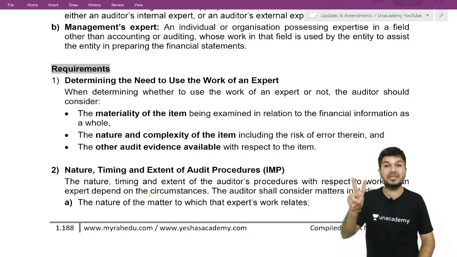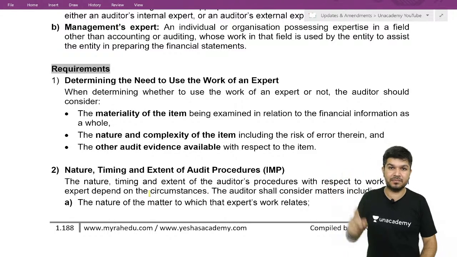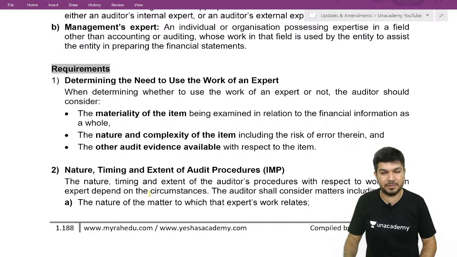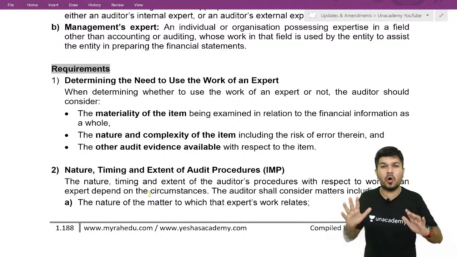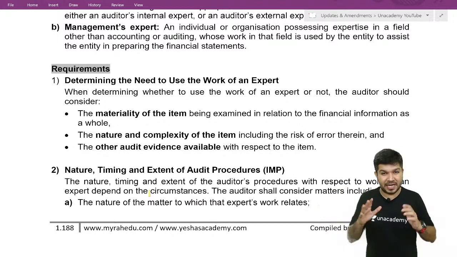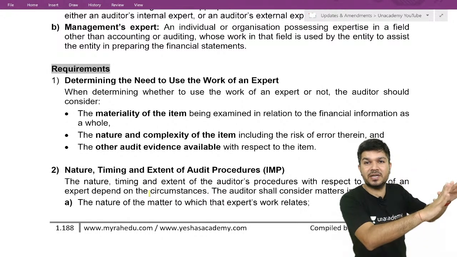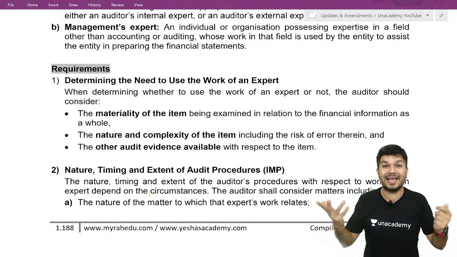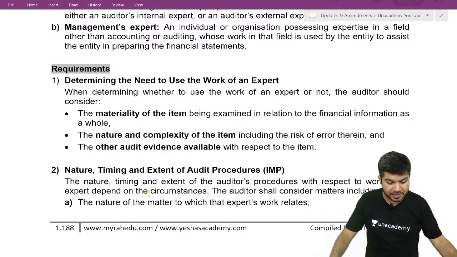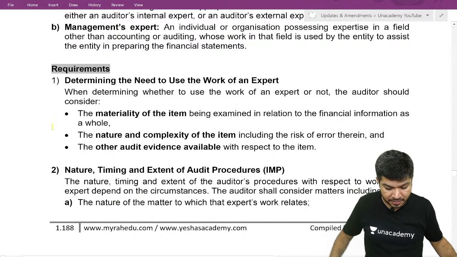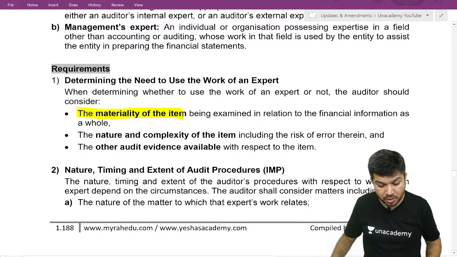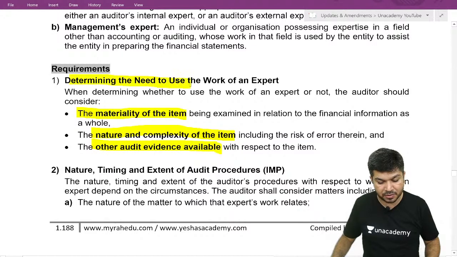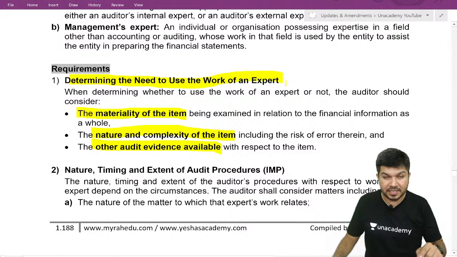The second, it depends on materiality. If the item is material and complex, I may take the help of an expert. Third, if I have other audit evidence available which proves this figure, then I may not take the help of an expert. But if other audit evidence is not available, then I may take the help of an expert. So third, it depends on the other evidence available. So whether you need an expert depends on the materiality of the item, the nature and complexity of the item, and other audit evidence which is available.